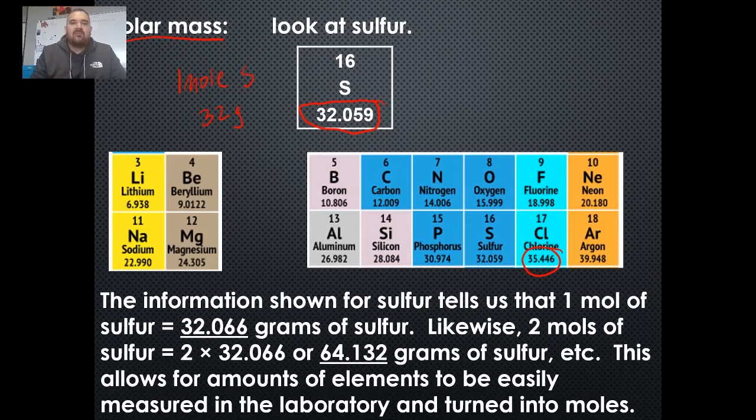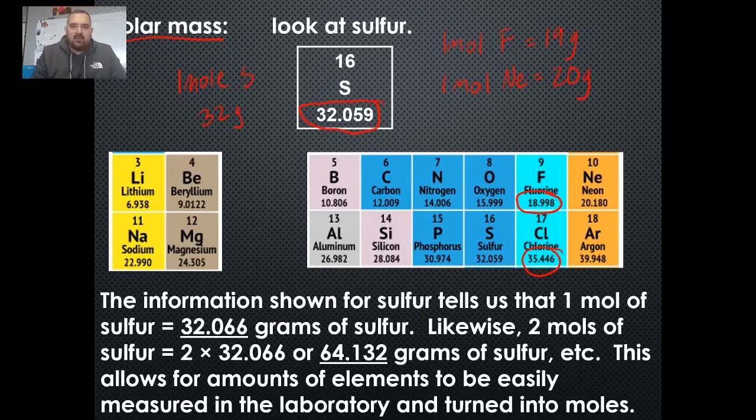So 1 mole of anything is the mass number, or the molar mass that's given to you on the periodic table. So 1 mole of fluorine is equal to 19 grams. 1 mole of neon is equal to 20 grams.